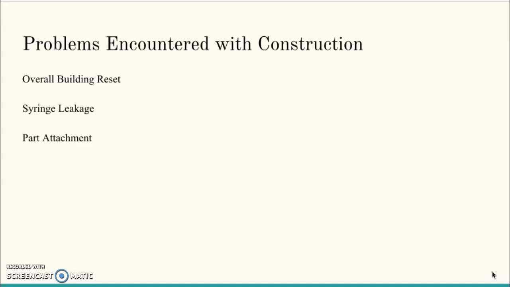So I mainly encountered three problems with construction. Those were overall building reset, the syringe leakage, and part attachment. So I had to start over, as I brought up earlier, with my overall building because 4 tubes for the cardboard were weighing down on the cardboard, and my cardboard kept breaking apart and really didn't do the job that it was supposed to do.